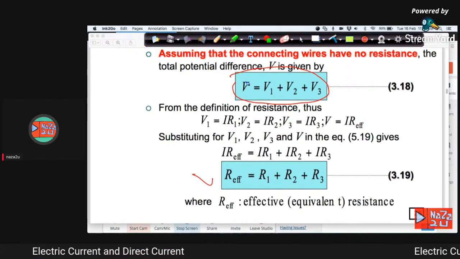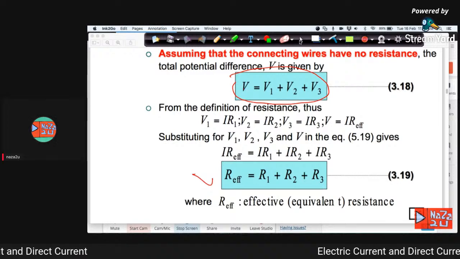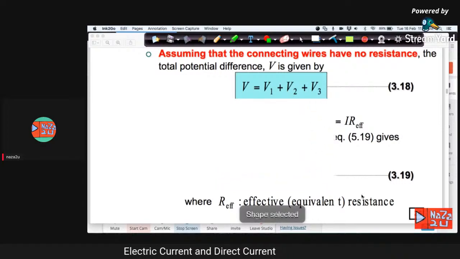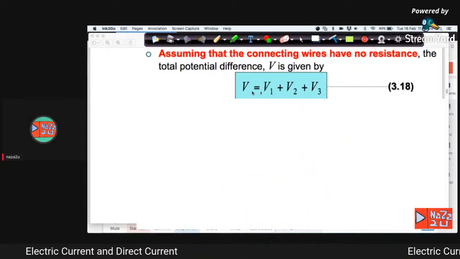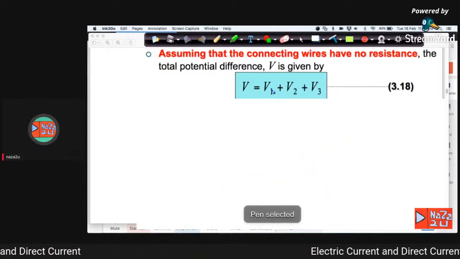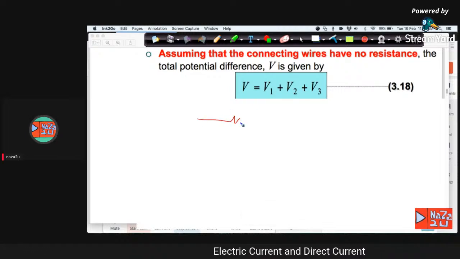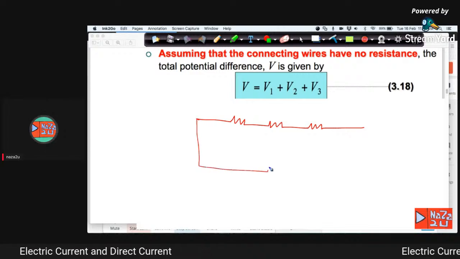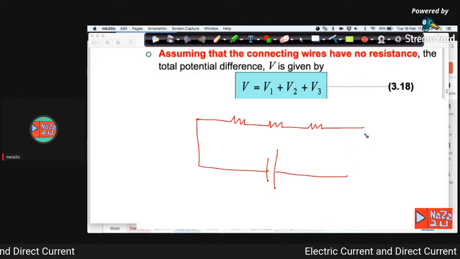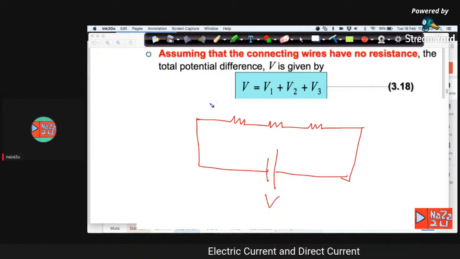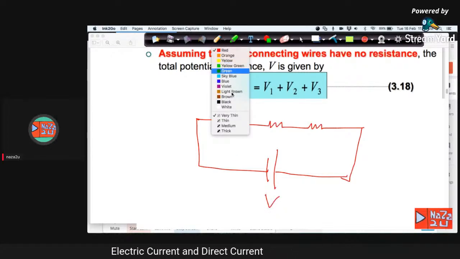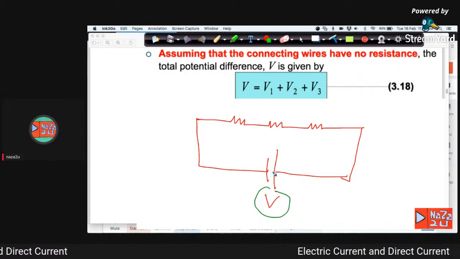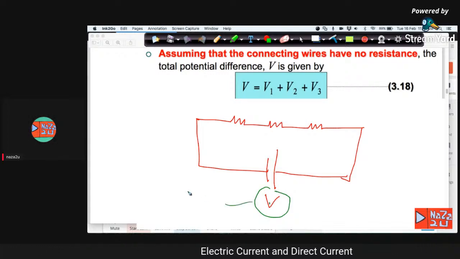Okay, pertama, voltage. Tengok voltage kat sini. So apa maksud pernyataan ini? V is equal to V1 plus V2 plus V3. So you have 3 resistors connected to the potential of battery V. So V here is, let's say, V total. This is V yang dibekalkan oleh battery ni total. So meaning here V kat sini. So this is V.